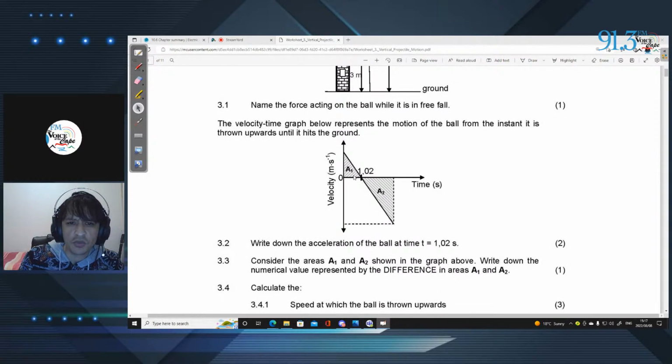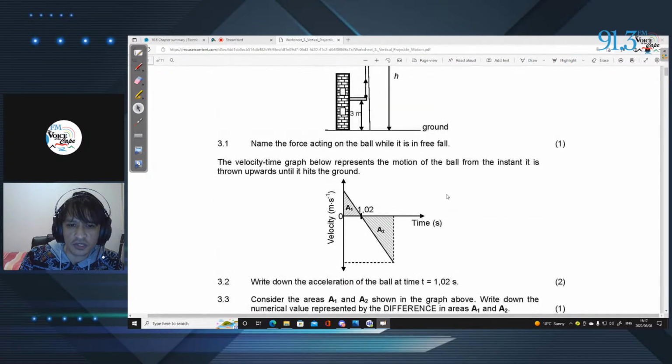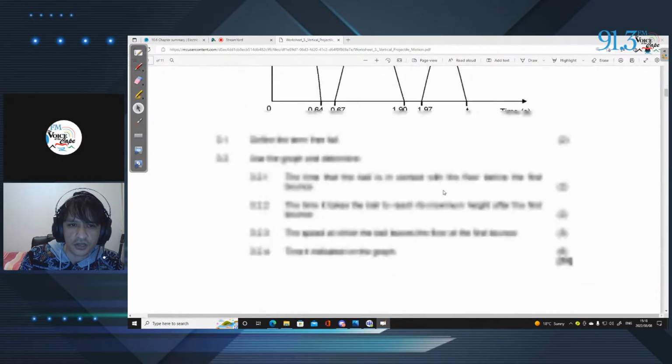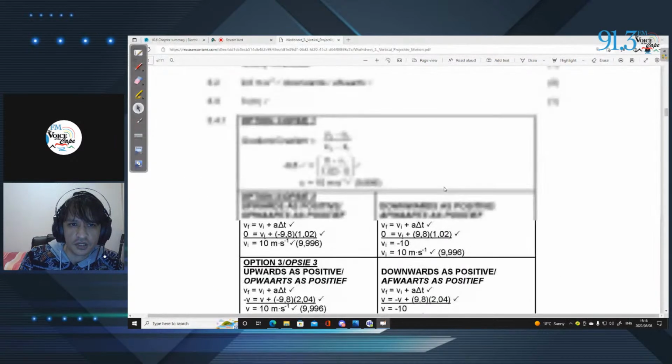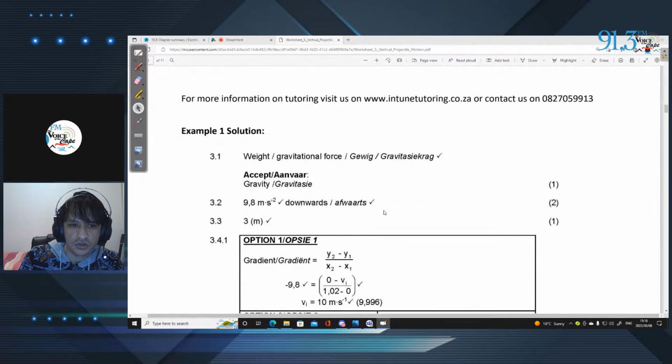The problem with this graph is they don't give us 2 points. We have this point here, 1,02 seconds at exactly 0 meters per second. So we do have something over here. And then here we have some value. At 0 seconds, it's maximum velocity. Now, how would we even go about this? So let's take a look at the memo. Let's just see here. So that's exactly what they do.